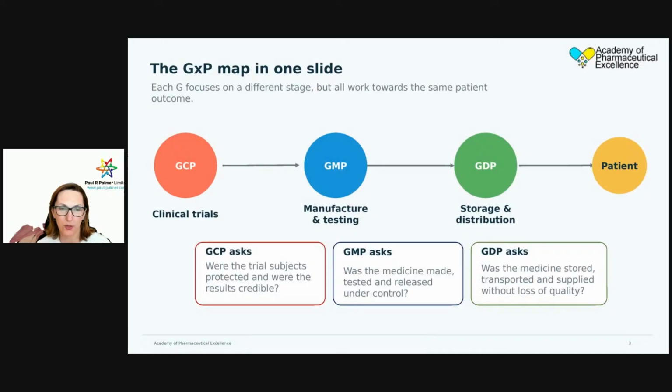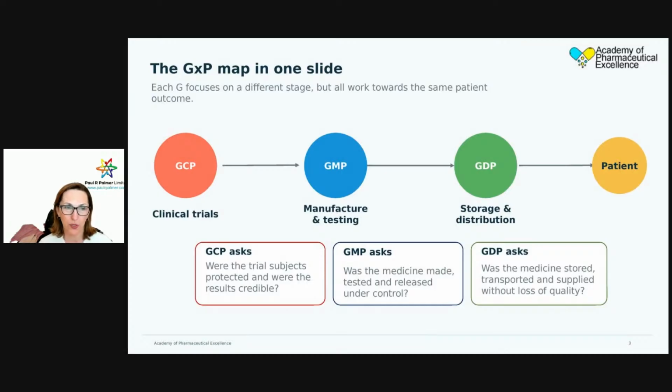It applies to all clinical trials and focuses on two essential questions. The first one is, were the rights, the safety, and the well-being of the trial participants protected? And then we have the second question: are the clinical trial data credible enough to support the decisions about the medicine? Two important questions when it comes to GCP.